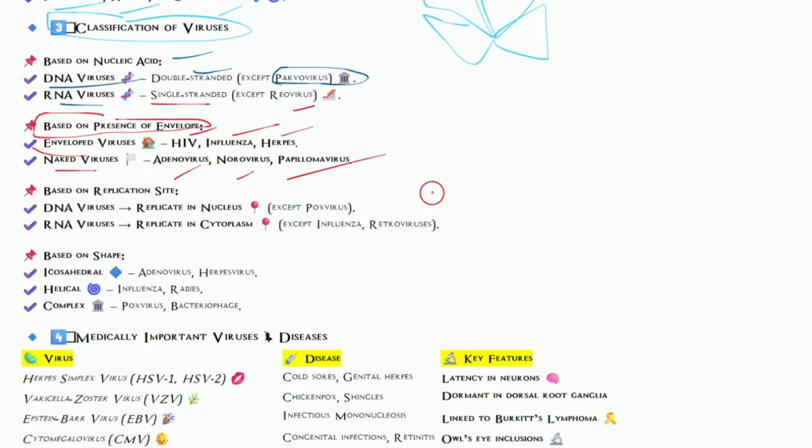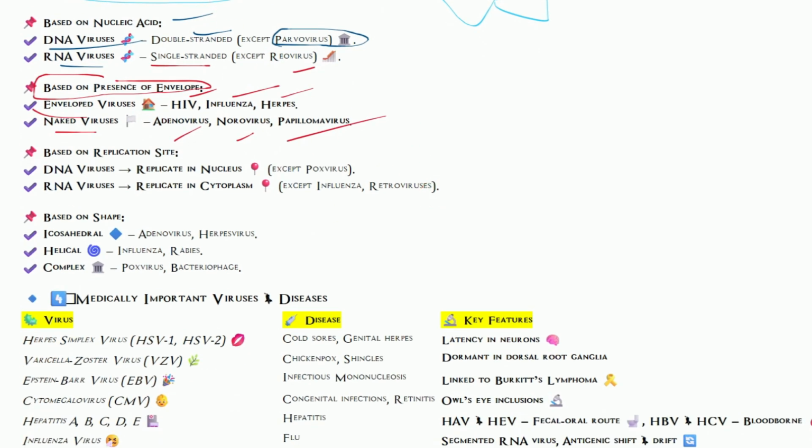In the case of RNA viruses, all are single stranded except reovirus. So it is very important, right? Because the exception list may come in the exam. Based on the presence of envelope, some viruses have an envelope and some do not. Enveloped viruses are HIV, influenza and herpes. In the case of naked viruses, we have adeno, noro and papillomavirus, right? So this is also very, very important.